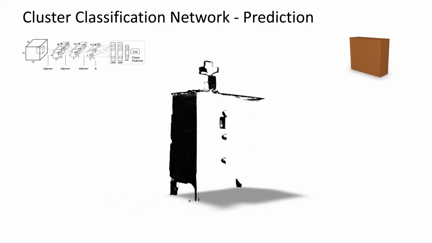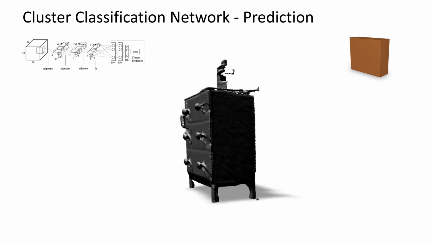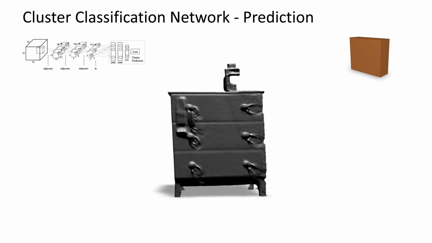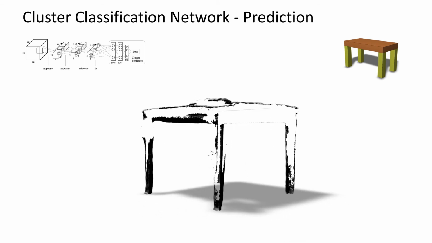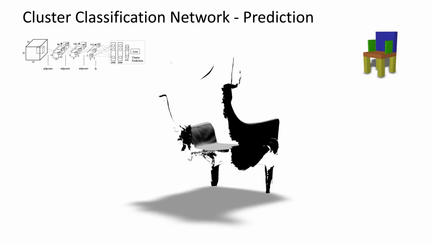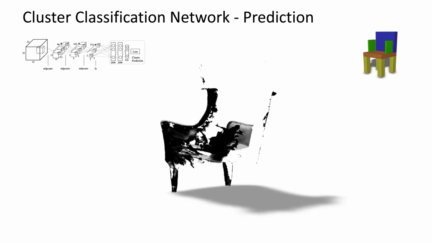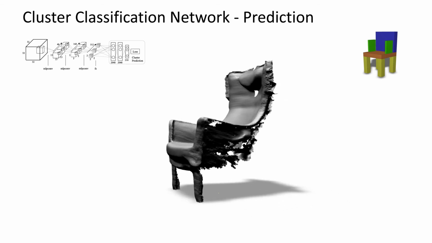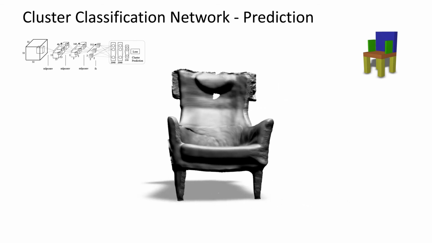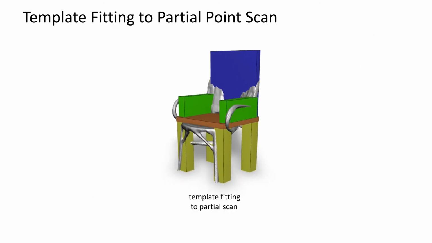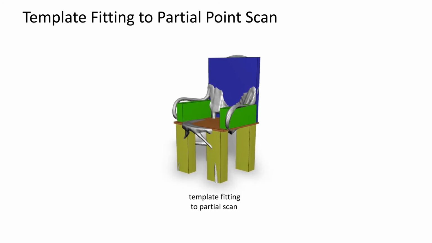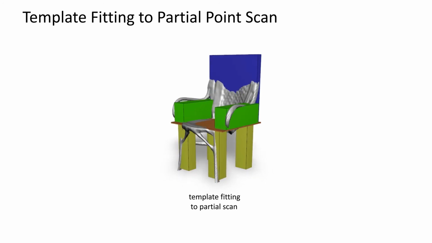Using the templates, we can transfer structure onto partial scans of shapes. We employ a deep classification network to select the template for the partial scan. The same network assigns a cluster in the shape space. The network is trained on simulated partial views of shapes in the repository. The network predicts not only the right template, but also good initialization for template fitting.